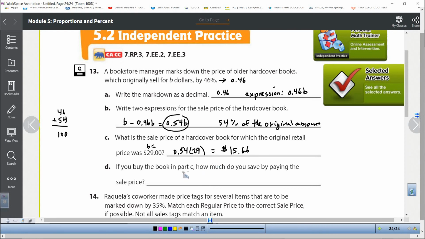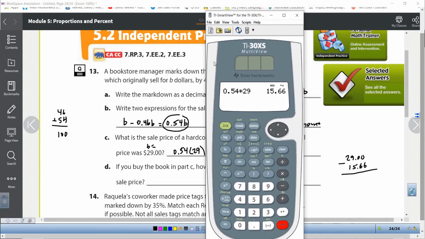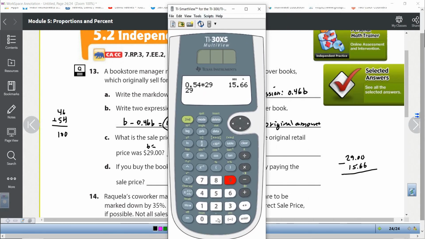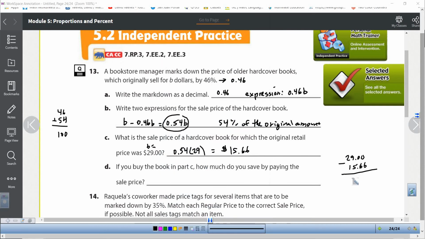All right, if you buy the book in part C, how much do you save? Well, what was the original price? It was $29. What was the new price? $15.66. So what do we need to do? We need to subtract that away, right? So, okay, I'm going to go ahead and do this one on my calculator, even though as a math teacher I probably should not. 29.00 take away $15.66, and when I do that, I get $13.34. All right?